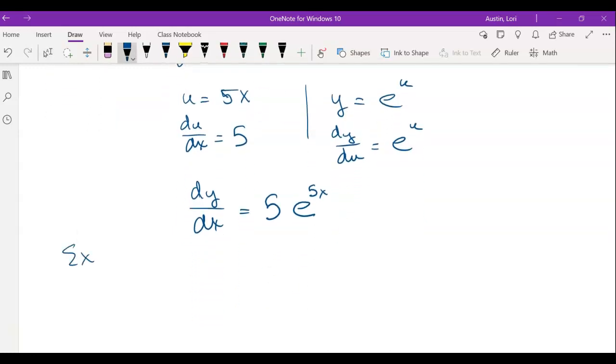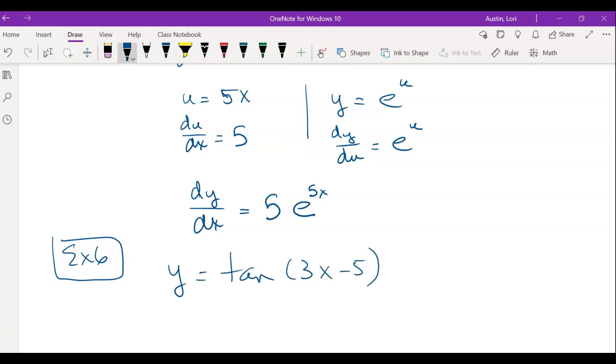Example 6. Let's do tan of 3x minus 5. What's u? Yeah, you're good. I'm doing these very specifically so you get in the habit of recognizing your u value. So then y is just tan of u.